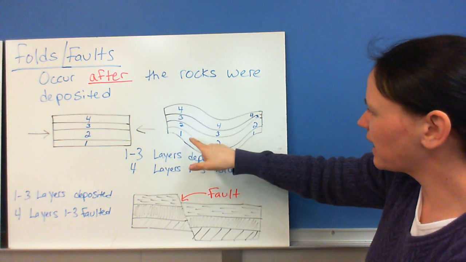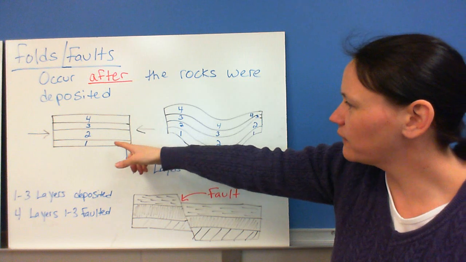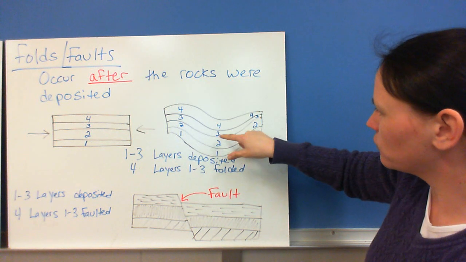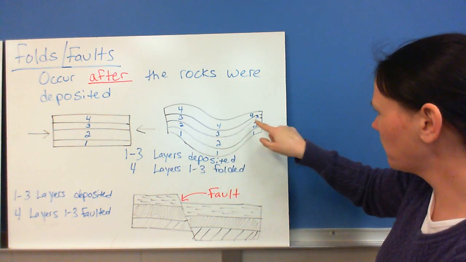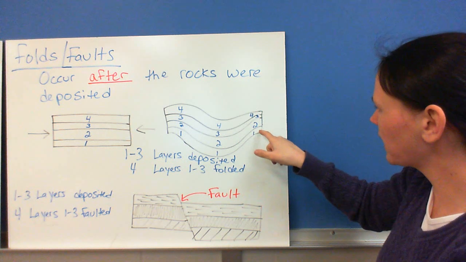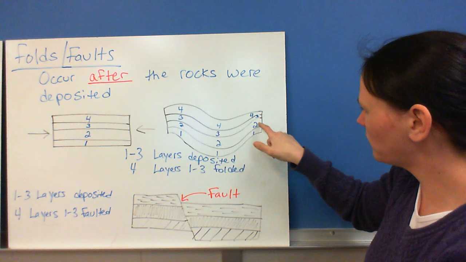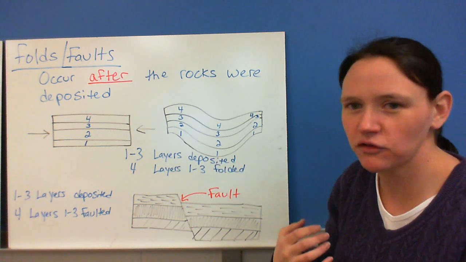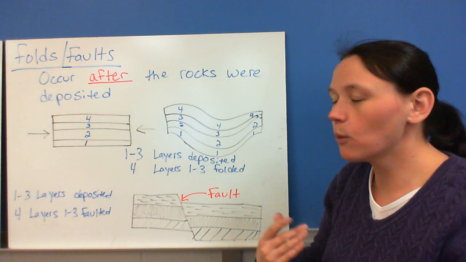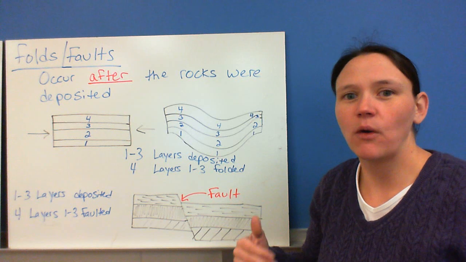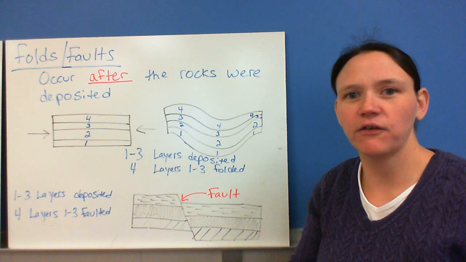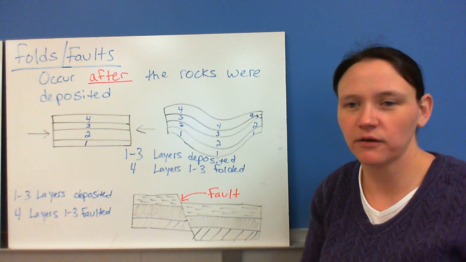So you can see that layer right there, 1, is the same as that one, and then 2, 3, and 4. And I wrote them all across so that you can see that even though if you go across, okay, it doesn't look like it's lined up, it's still the same layer. It's just been deformed. And what we're going to be doing a lot of is going through and figuring out the order of events, sequencing the events in Earth's history.